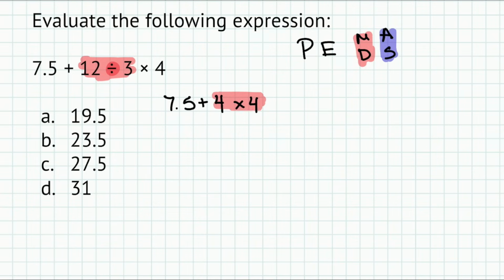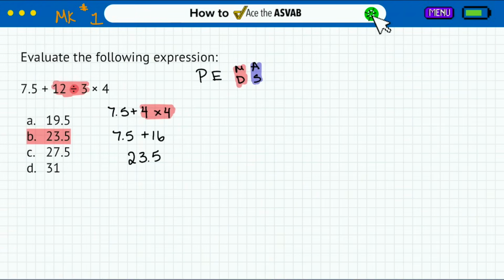So now we'll do the multiplication. 4 times 4, that'll end up being 16. And then 7.5 plus 16, just think about it like this. 7 plus 16, that's 23. Add the 0.5, and there we go. So evaluating this expression, order of operations, that's going to give us B, 23.5 for question number 9.